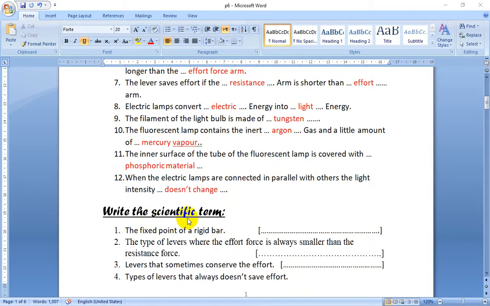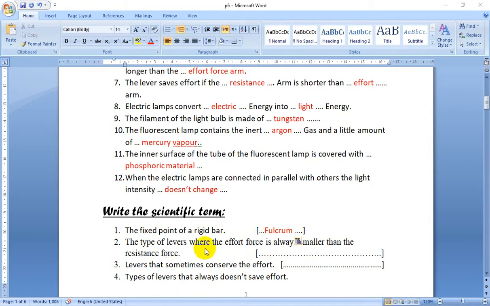Second type of questions, write the scientific term. Number 1. The fixed point of a rigid bar, this is very easy, yes, fulcrum. Number 2. The type of levers where the effort force is always smaller than the resistance force. Effort force smaller than resistance force, that means resistance arm longer than effort arm.